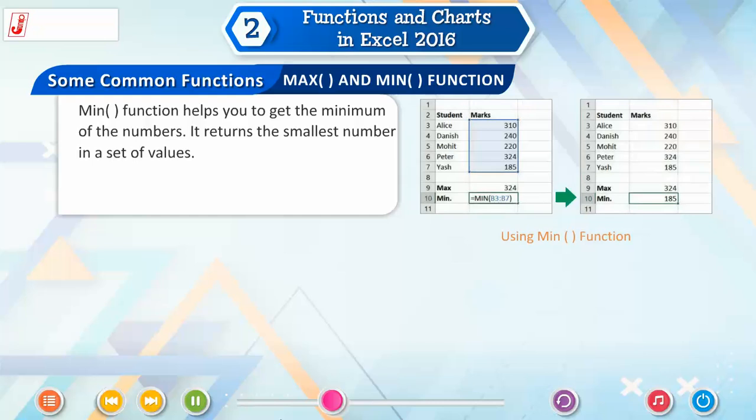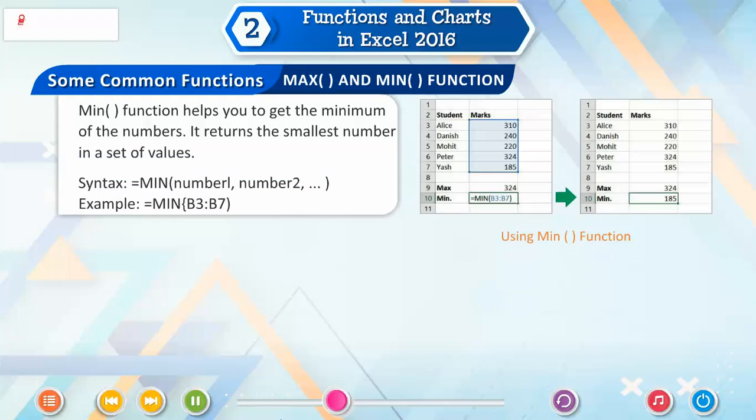Minimum function helps you to get the minimum of the numbers. It returns the smallest number in a set of values. Syntax is equal to minimum, parentheses, number 1, number 2, and so on. Example is equal to minimum, parentheses, B3 colon B7.